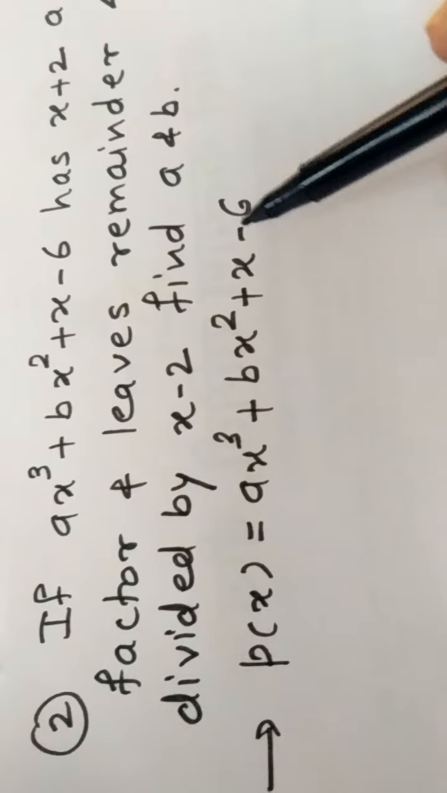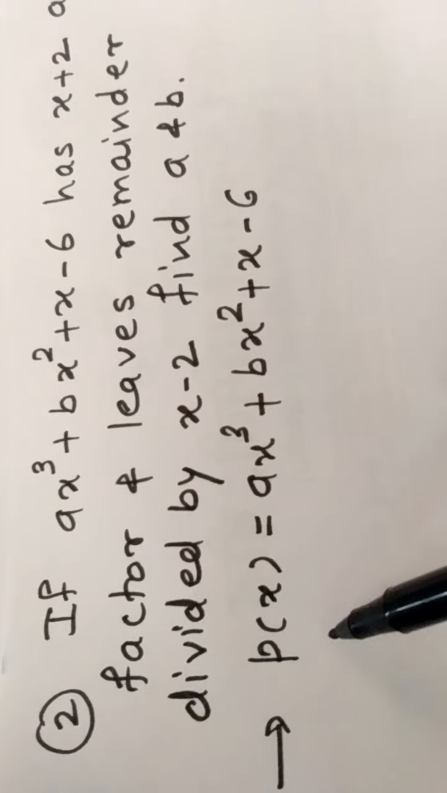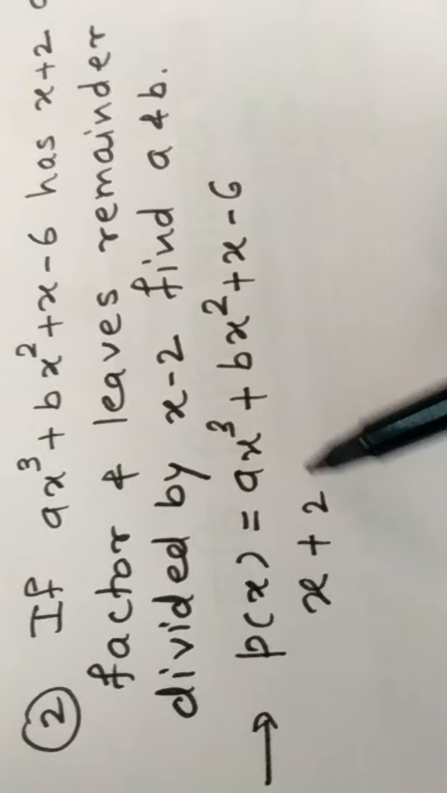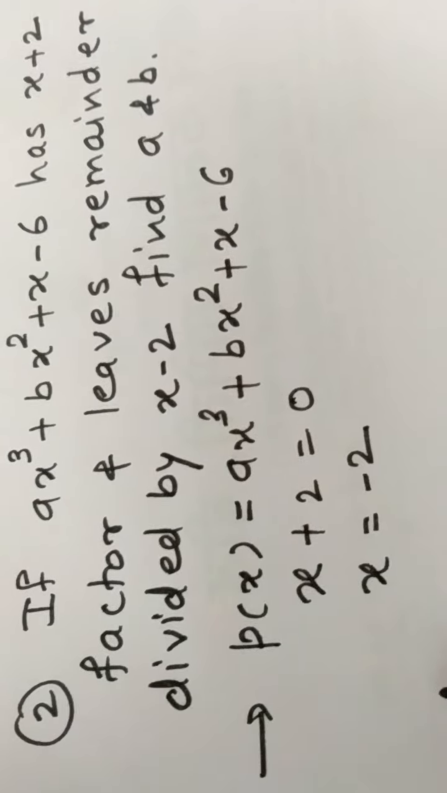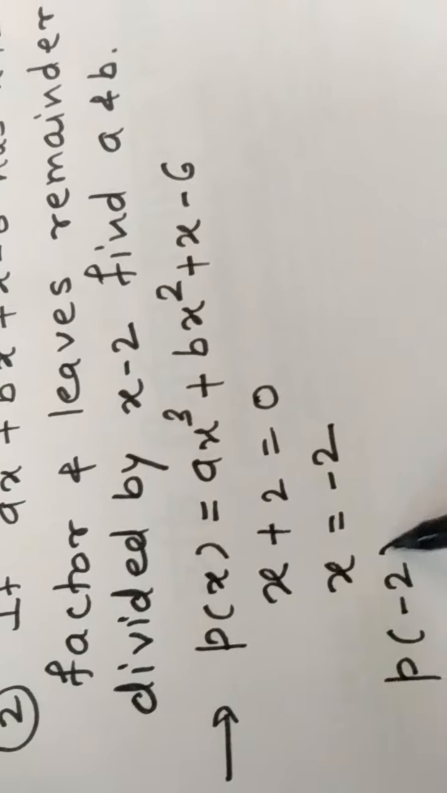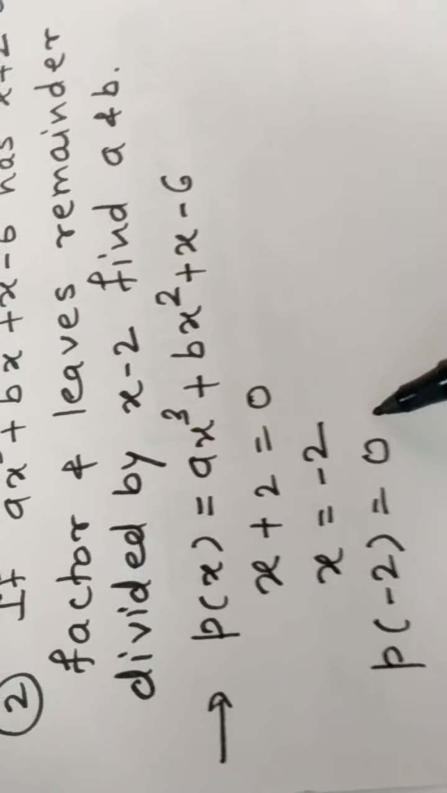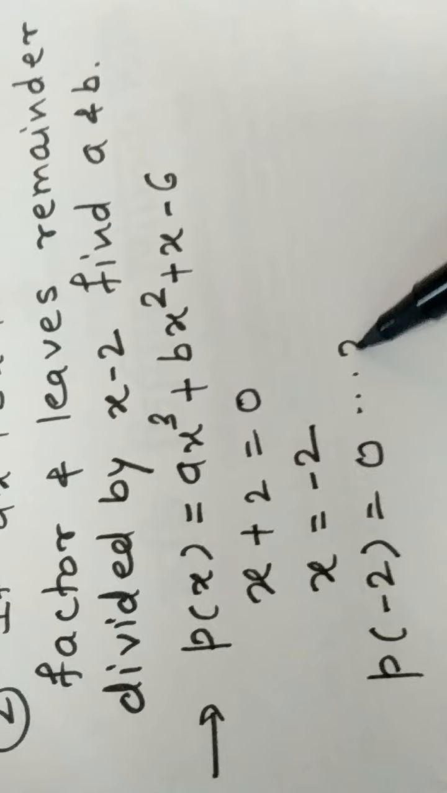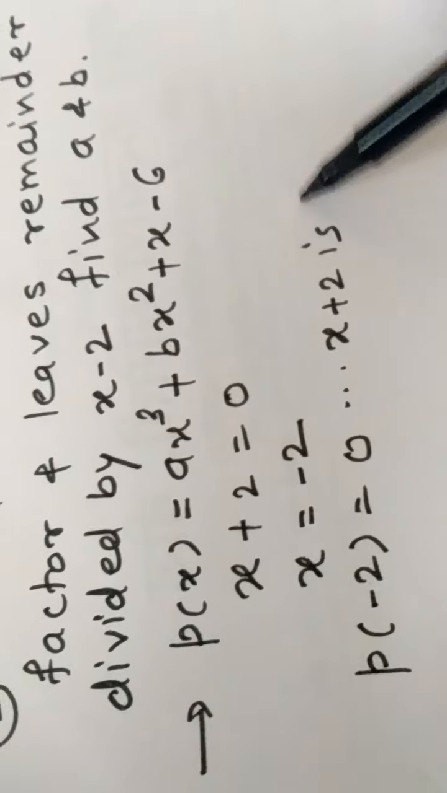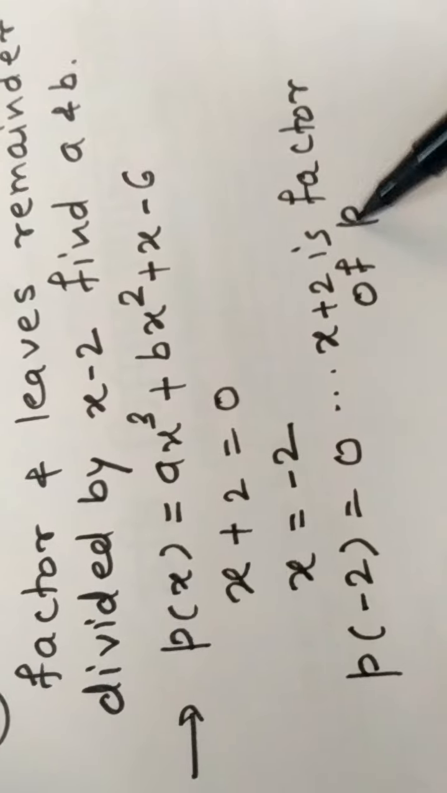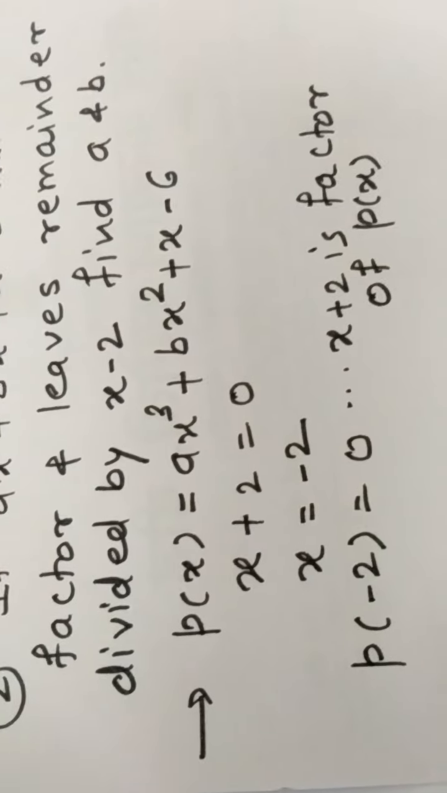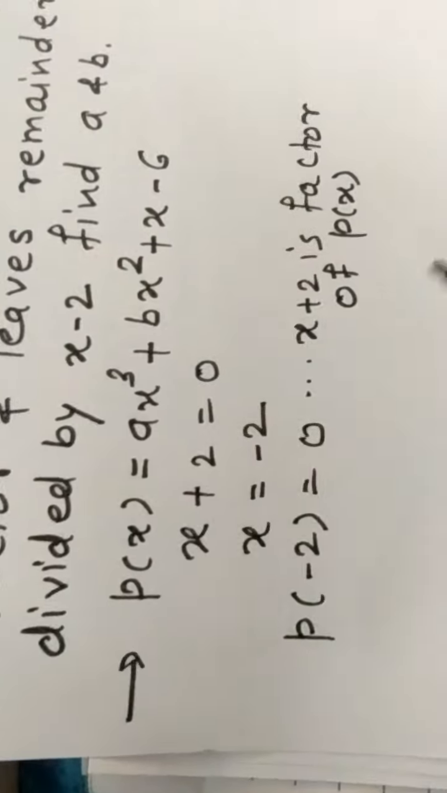It has x plus 2 as a factor. Therefore, x plus 2 is equal to 0. Then x is equal to minus 2, and p(minus 2) is equal to 0, because x plus 2 is a factor of the polynomial p(x). We have to find the values of a and b.